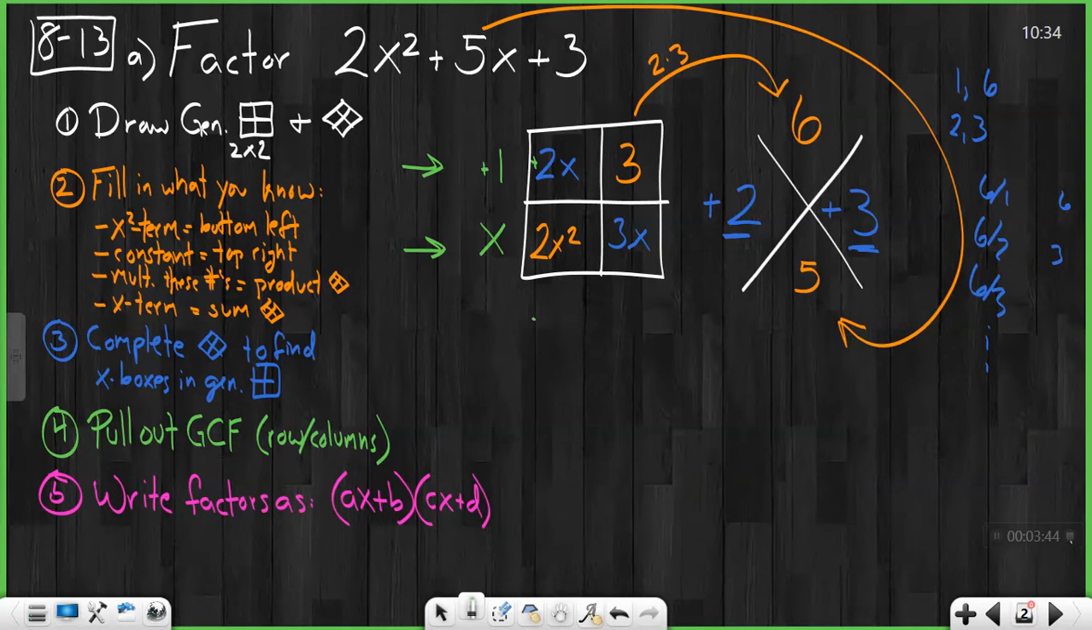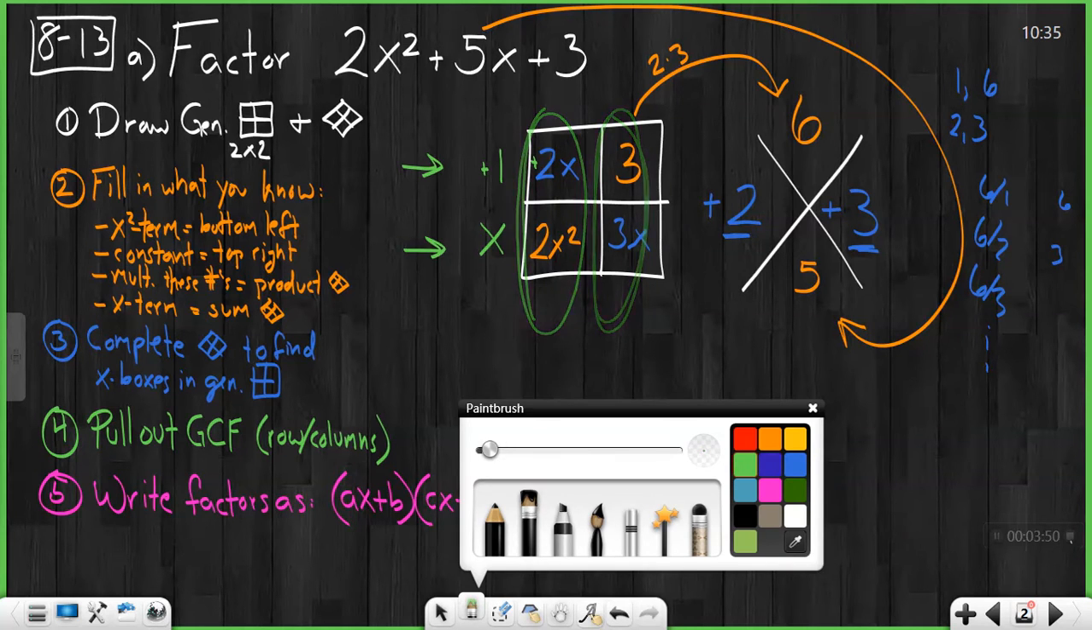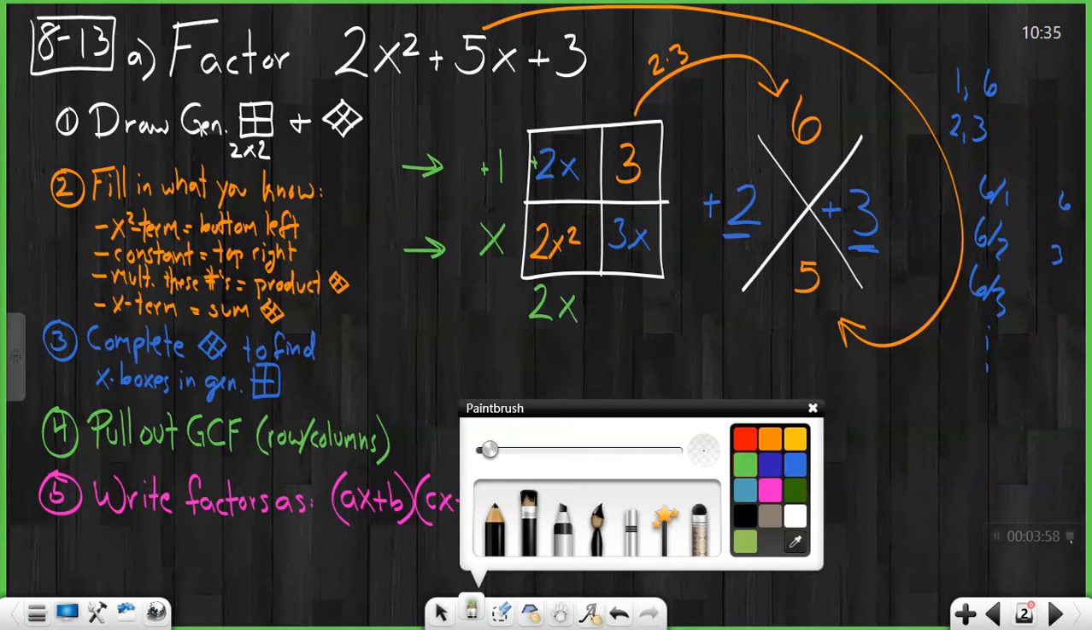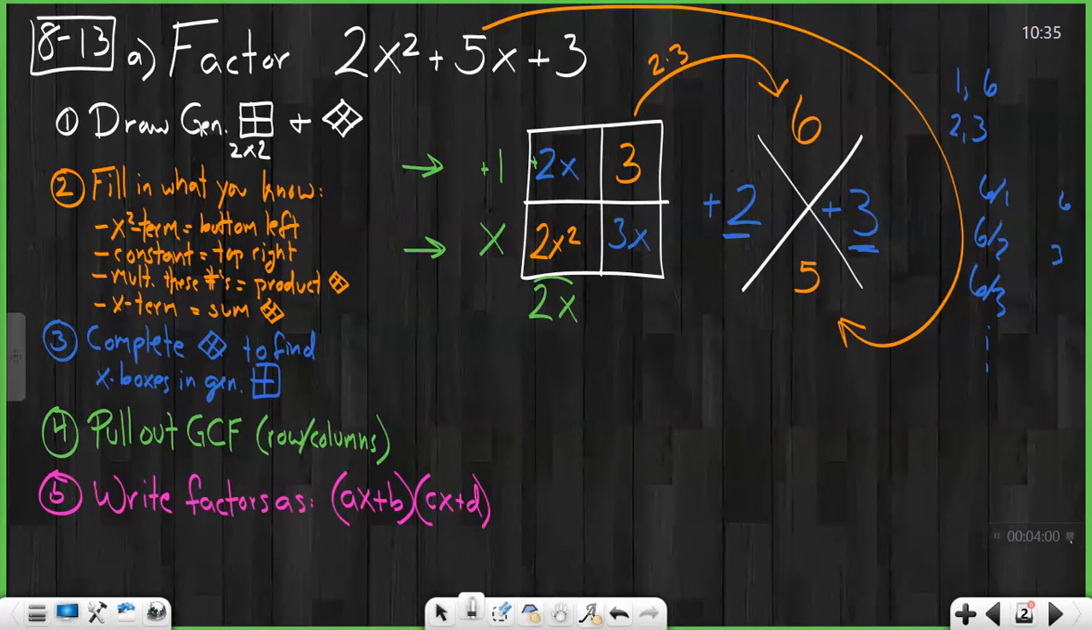Now, once I've done that, I want to look at my columns, up and down, and try to find the GCF of my columns. Well, between 2x squared and 2x, 2 goes into both of those, and x. I'm going to double check that that works. 2x times x, does that give me 2x squared? Yes, it does.